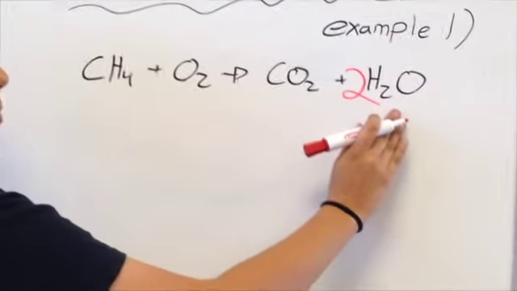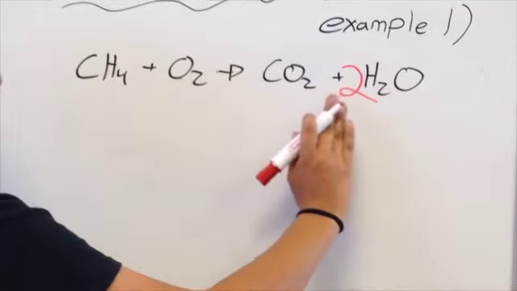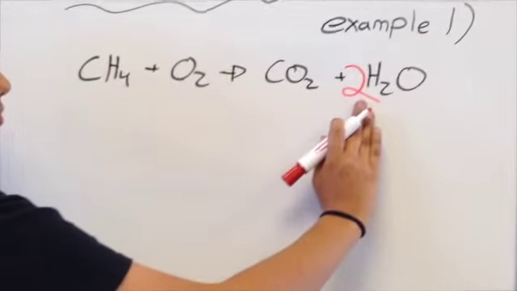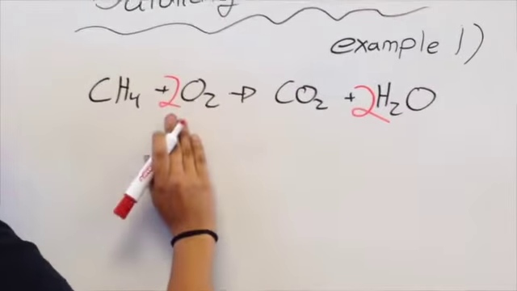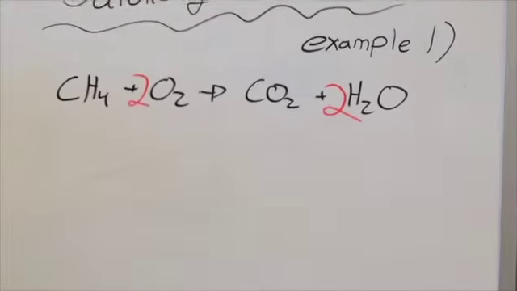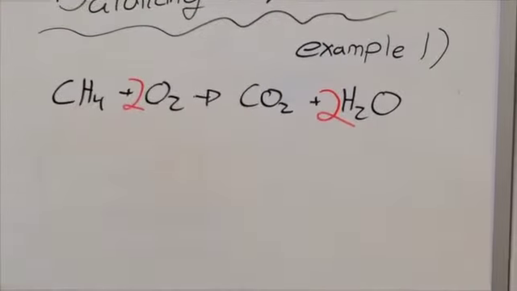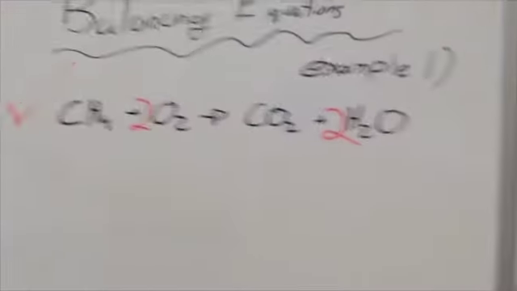2 times 2 is 4, so now we have the correct number of hydrogens on each side. 2 times 1 is 2, and 2 plus 2 equals 4. So we only have 2 oxygens on that side, so we need to put in the coefficient 2. So now we have 4 oxygens on one side, and we have 4 hydrogens on one side, and it is a perfectly balanced equation. Ta-da!